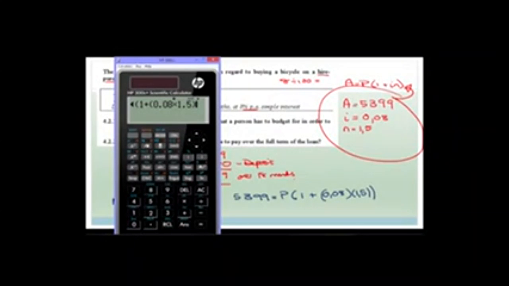So we're going to go 5,399 divided by bracket 1 plus bracket 0,08 multiplied by 1,5 close bracket equals, and there's going to be a syntax error. Let's just put another bracket there. Yep. And then press equals. And that works out to be 4,000. That can't be right.